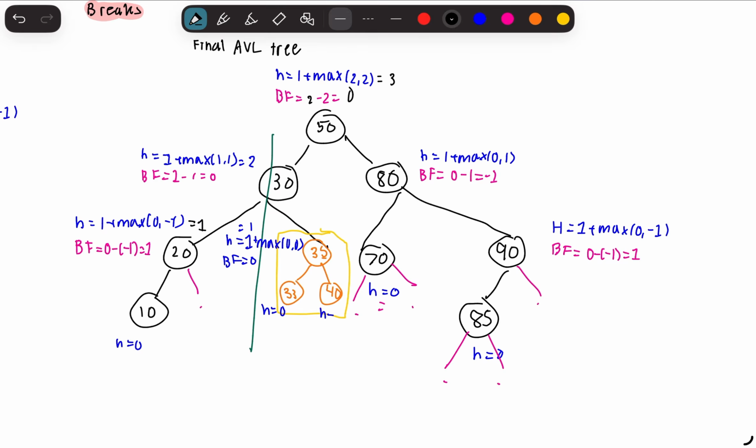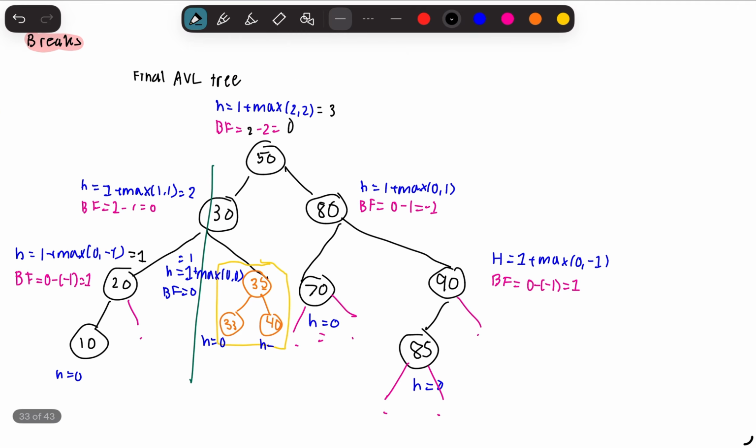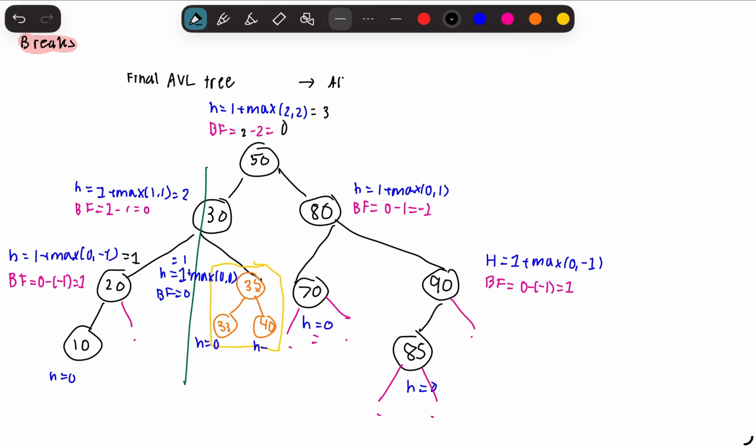So now your final AVL tree, all nodes satisfy the requirement. So it's a valid BST and also a valid AVL tree.